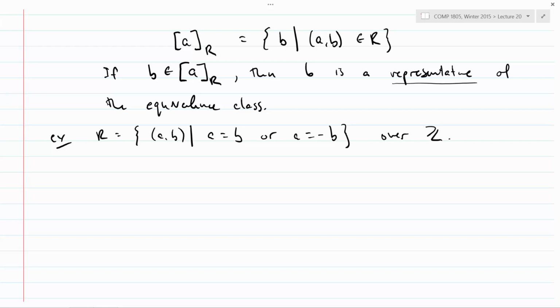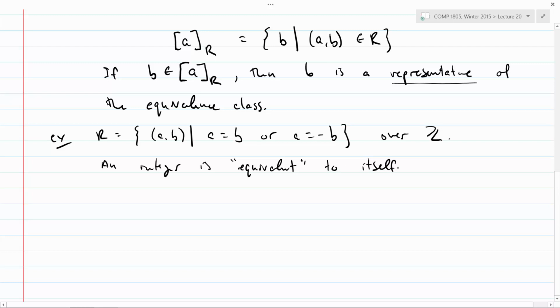All right. So because it's an equivalence relation, it has these equivalence classes. So an integer is equivalent, and when I say equivalent here, I mean equivalent with respect to the relation R, to itself and its negative.